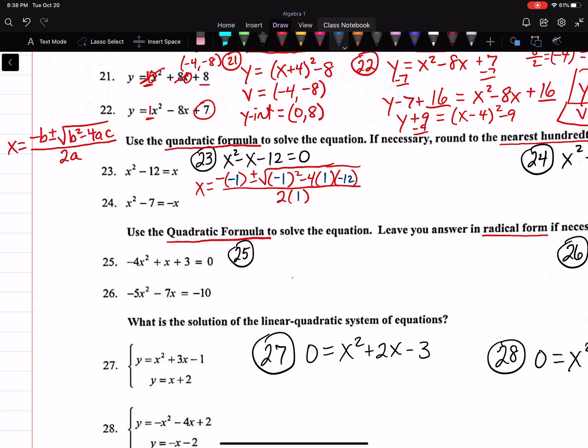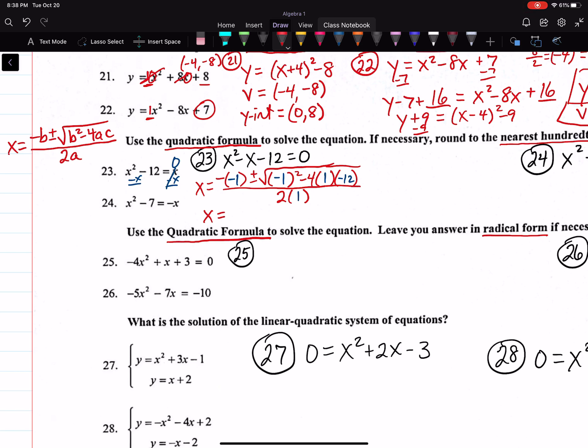Now, I really should point out, notice the original problem, I moved my x over. Okay, so that's why it looks like it does. I should have said that to begin with. You have to get it equal to 0 before you plug in your a, b, and your c. Okay. From there, we are going to simplify.